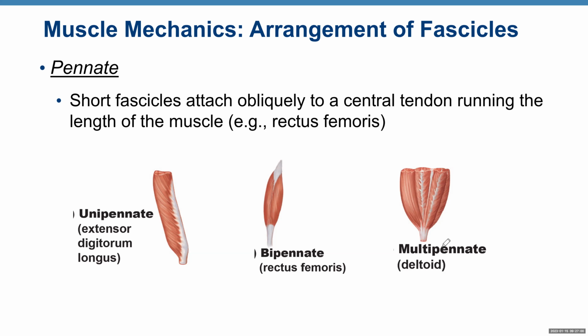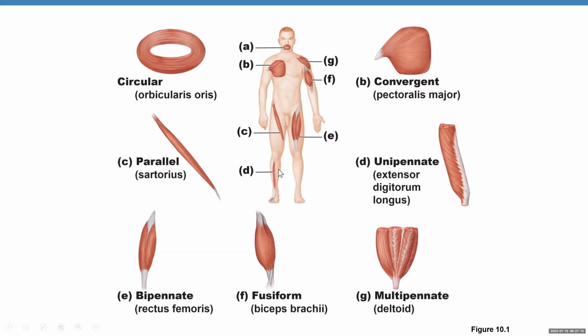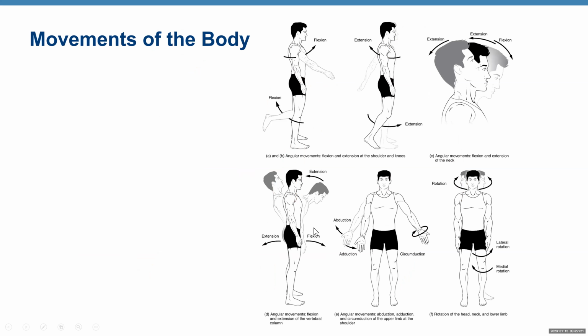And multipinnate, when we have several tendons and we have muscle fascicles attached on both sides to those tendons. Example would be the deltoid muscle. So here on this diagram, you can see all these different arrangements of fascicles that we just described.